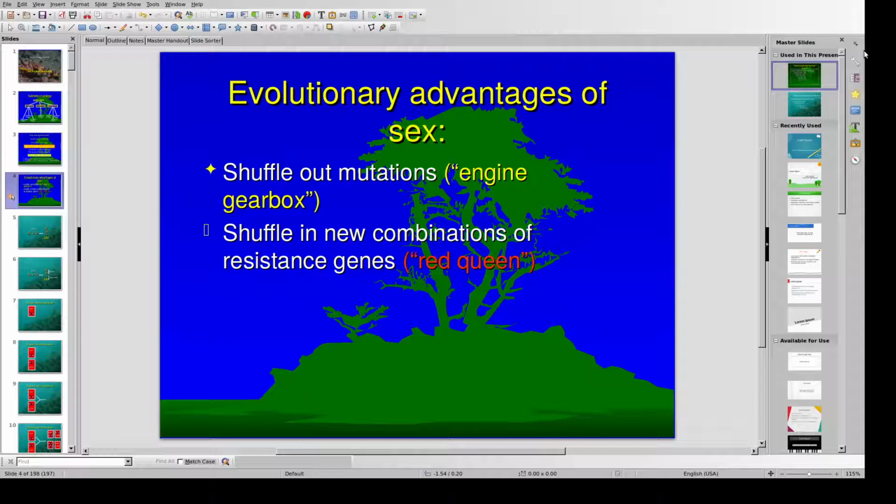So, for example, how do we explain obligately asexual species? Large groups of rotifers are obligately asexual, and there are some terrestrial species like aphids that are obligately asexual, and there are hybrid fish that are obligately asexual. And so, how do we explain them? Have they evolved some sort of super resistance to parasites?